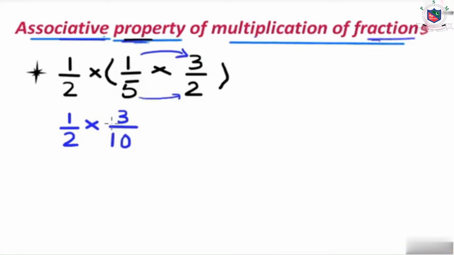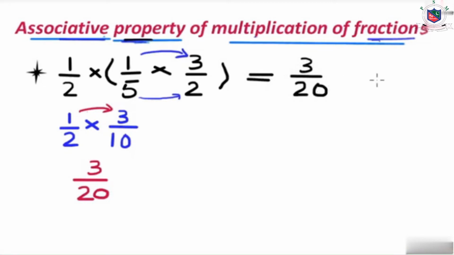The numerators are 1 and 3 and the denominators were 5 and 2. Now, after solving the group of fractions, we have to solve the remaining 2 fractions. So, in the same way, numerator will be multiplied by the numerator and denominator will be multiplied by the denominator. Now, you can see on the other side, we are exchanging the place of the fractions.